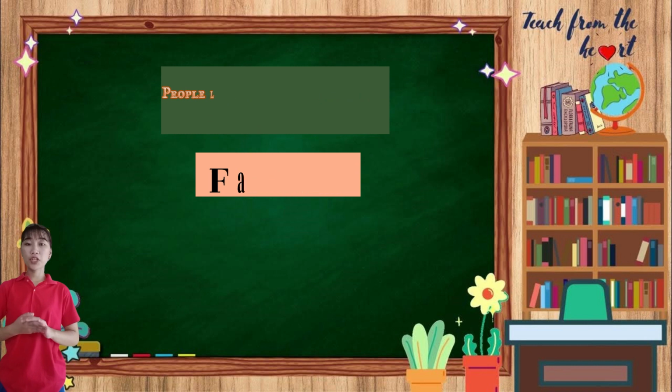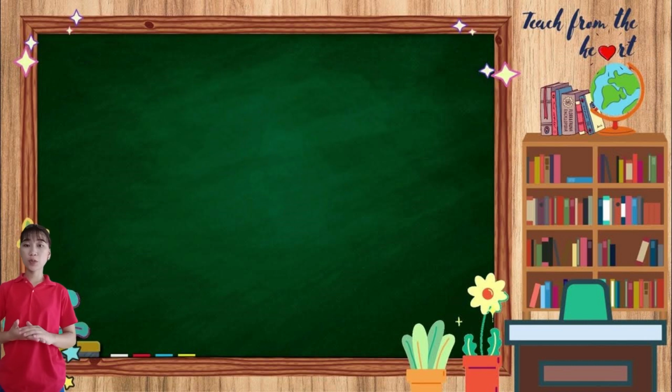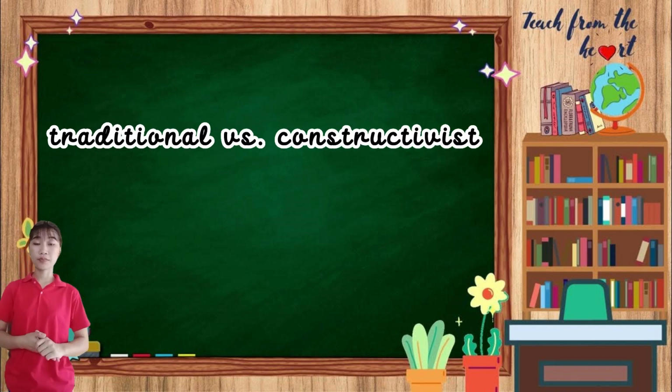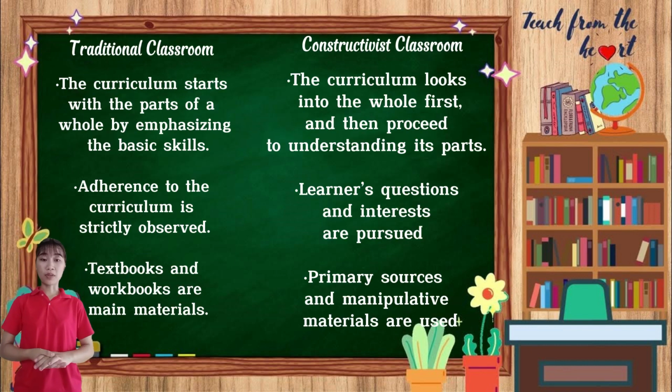Now, to clearly visualize and apply the constructivist perspectives in our learning environment, I want you to listen, because I am going to differentiate a traditional classroom and a constructivist classroom. In a traditional classroom, class, the curriculum starts with the parts of a whole by emphasizing the basic skills. Unlike in a constructivist classroom, the curriculum looks into the whole first and then proceeds to understanding its parts.